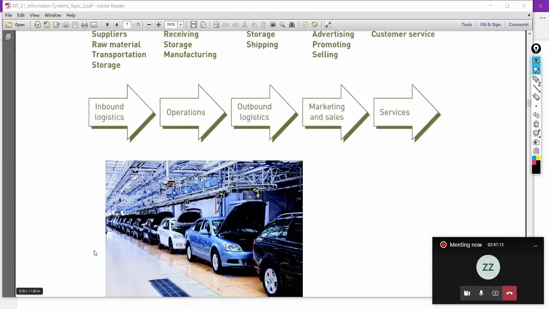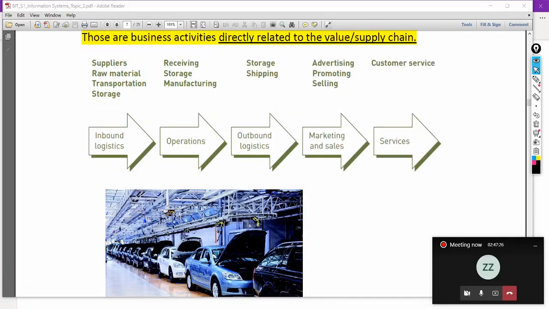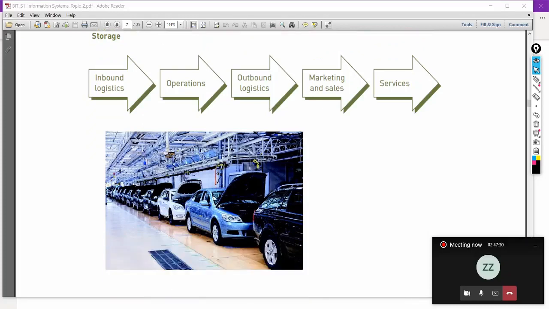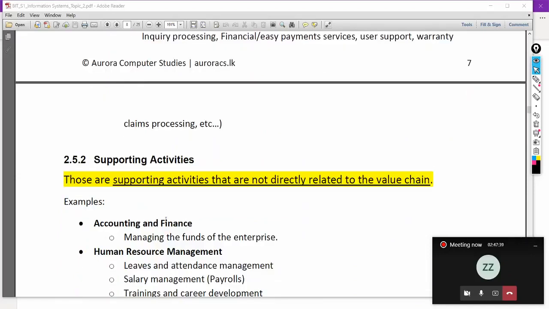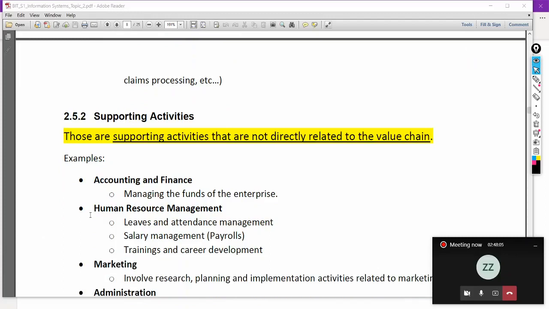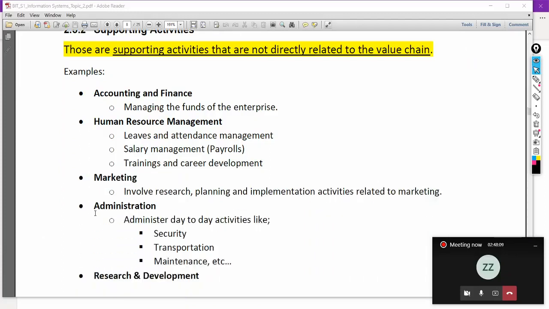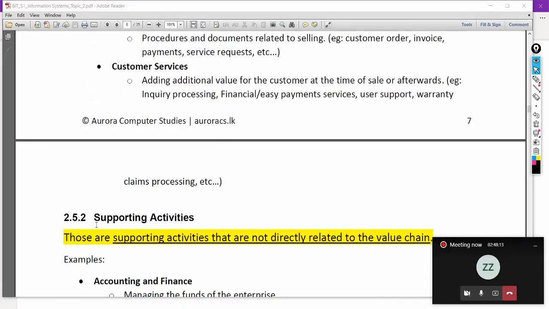Okay, for example, if it is car manufacturing, so all those buying raw materials, doing certain manufacturing steps, and of course selling is part of the primary business activities. But while we need support for these primary business activities, we need some secondary business activities as well. For example, we have to manage our accounts, we have to manage our employees, their salary, their leave management, their other benefits, EPF, ETF management, right? Of course we have to pay our bills, electricity bills, etc., and there are some other administrative tasks like maintaining our buildings, providing transportation. So those are called supporting activities: administration, accounting, HR, etc. Okay, research and development. So those are supporting activities of a business organization.